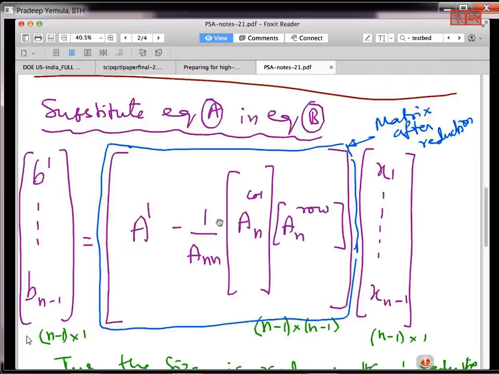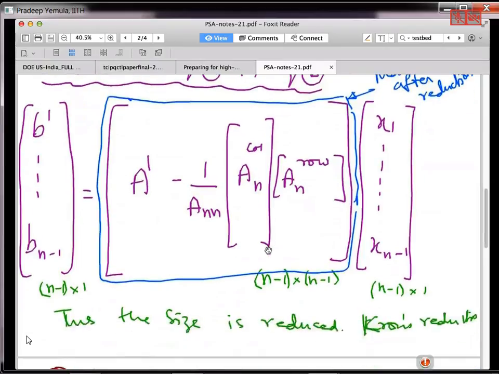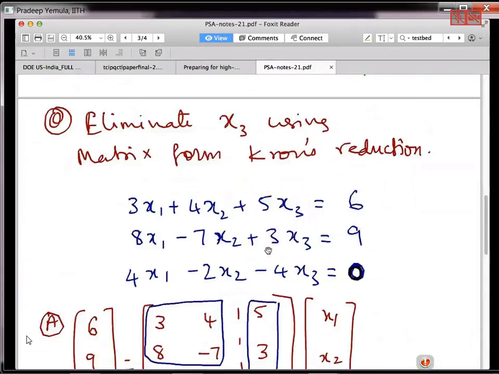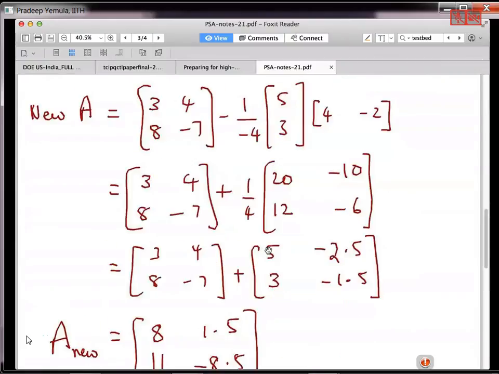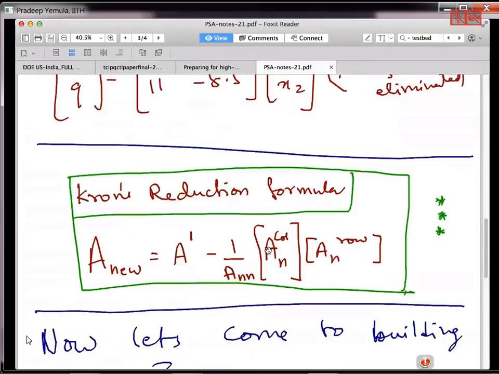You should remember this. Then, using that, we repeated Kron's reduction for an example and solved one example. Finally, this is the key formula: the new A bus will be smaller than the earlier A bus, and the size will be reduced based on this. This is the Kron's reduction formula.